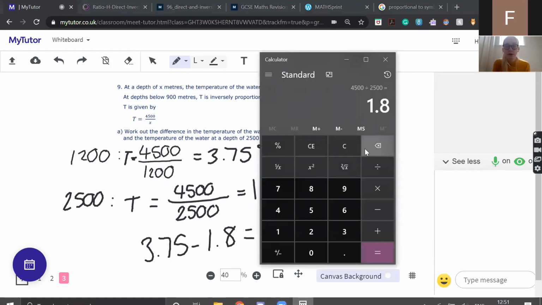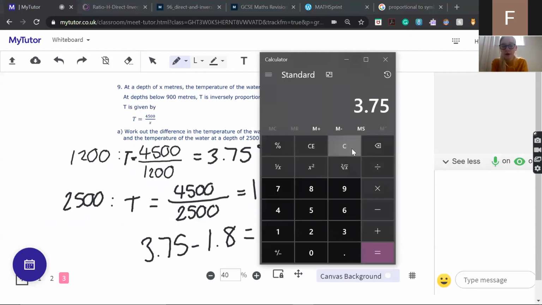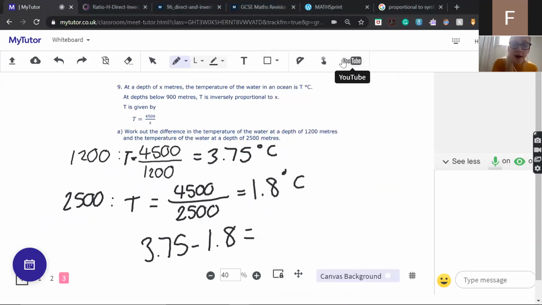So 3.75 minus 1.8, and we get 1.95 degrees Celsius. That's the difference between those temperatures.